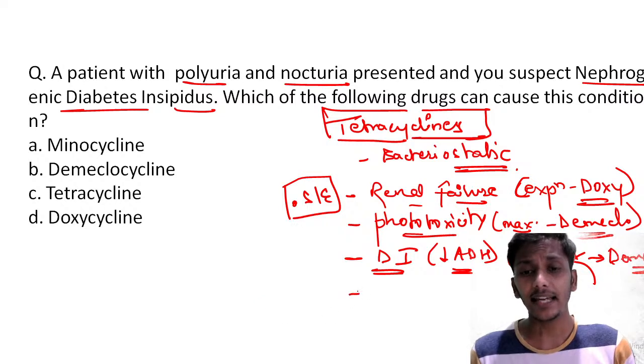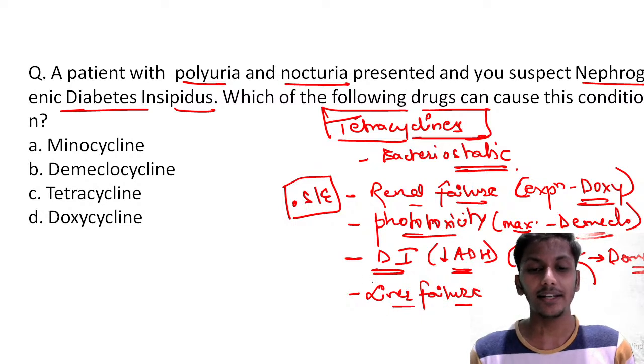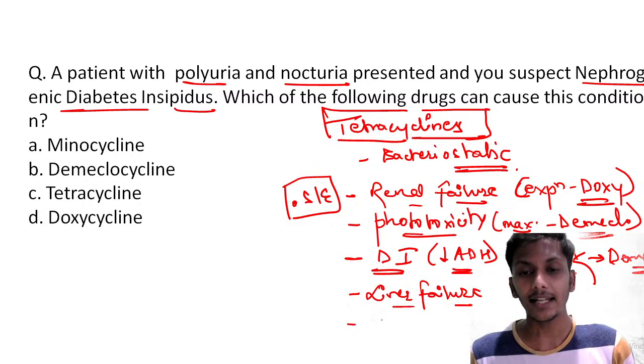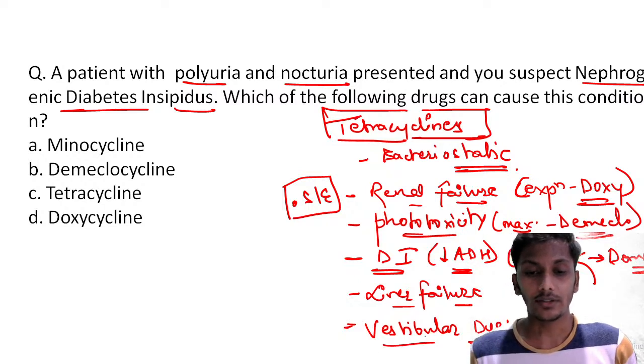Whereas tetracyclines are also contraindicated in cases of liver failure. They can rather predispose to worsening of the condition. They are contraindicated in cases of liver failure. And last one, they are also ototoxic. They lead to vestibular dysfunction. These drugs, tetracyclines, can lead to vestibular dysfunction, important one, okay. So they are also ototoxic drugs.